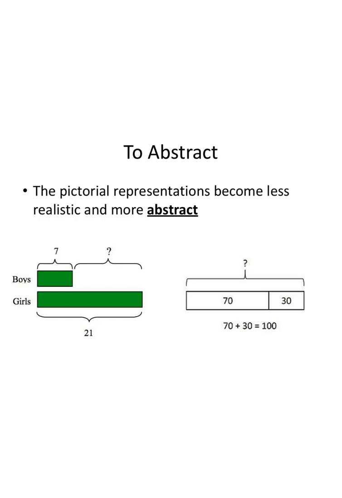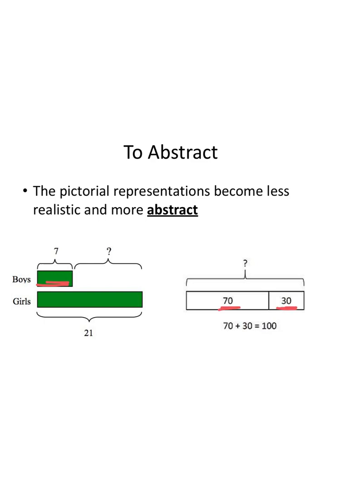Okay, as we do this and we move on to the upper grades, the pictures become even more abstract. So here we just say, oh, the boys stands for 7, the girls is 21, and so you can just label the bar instead of having a bar for every amount. Or we have a part that's 70 and a part that's 30.